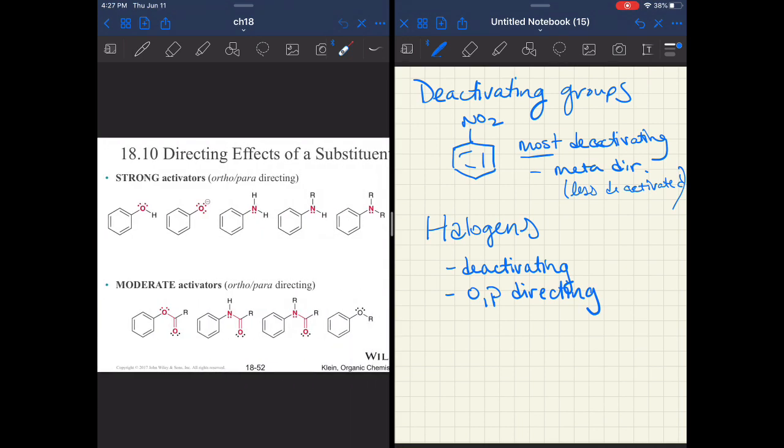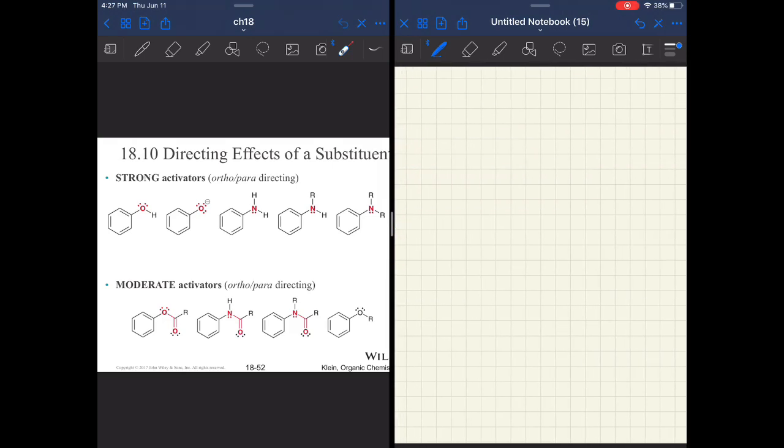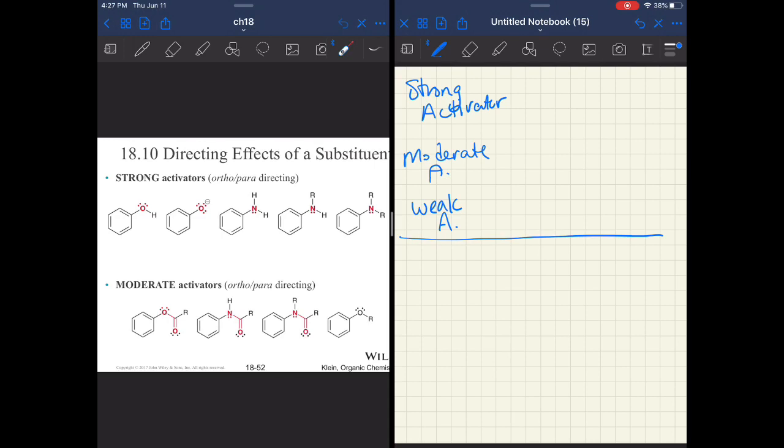Now, these slides are going to list out exactly the chart that I'm going to make over here. I just like the way I write it better, and I think you should write it this way as well while you are practicing over the next few days. We are going to go from strong activator to moderate to weak. All right, so everything above this blue line is an activator. I'm going to put A's here. Then we're going to go from weak deactivator to moderate to strong deactivator.